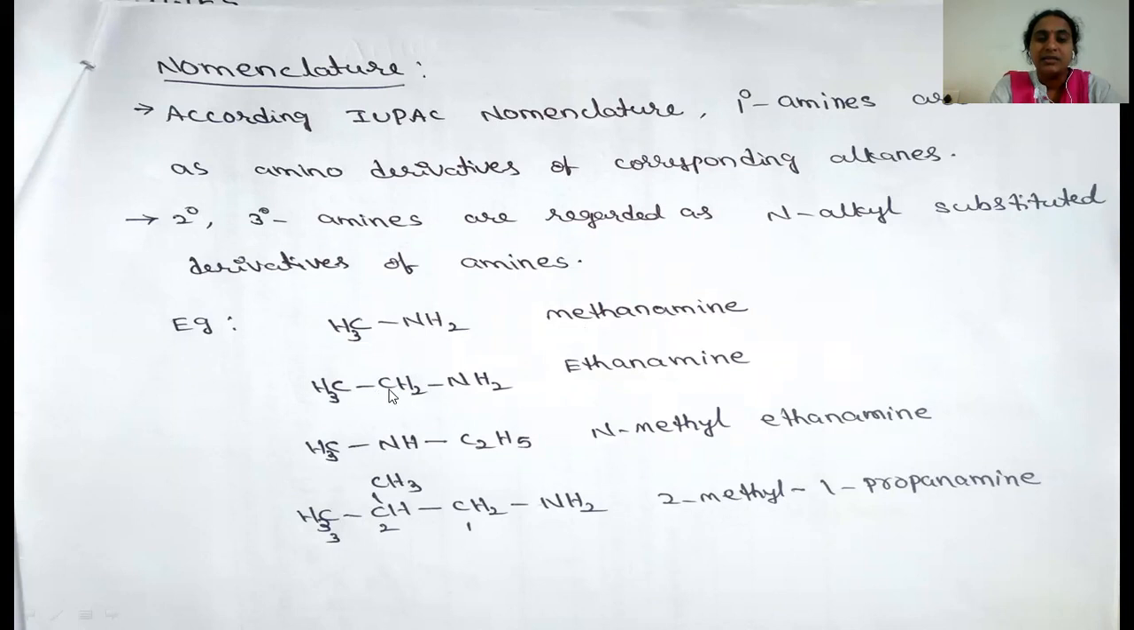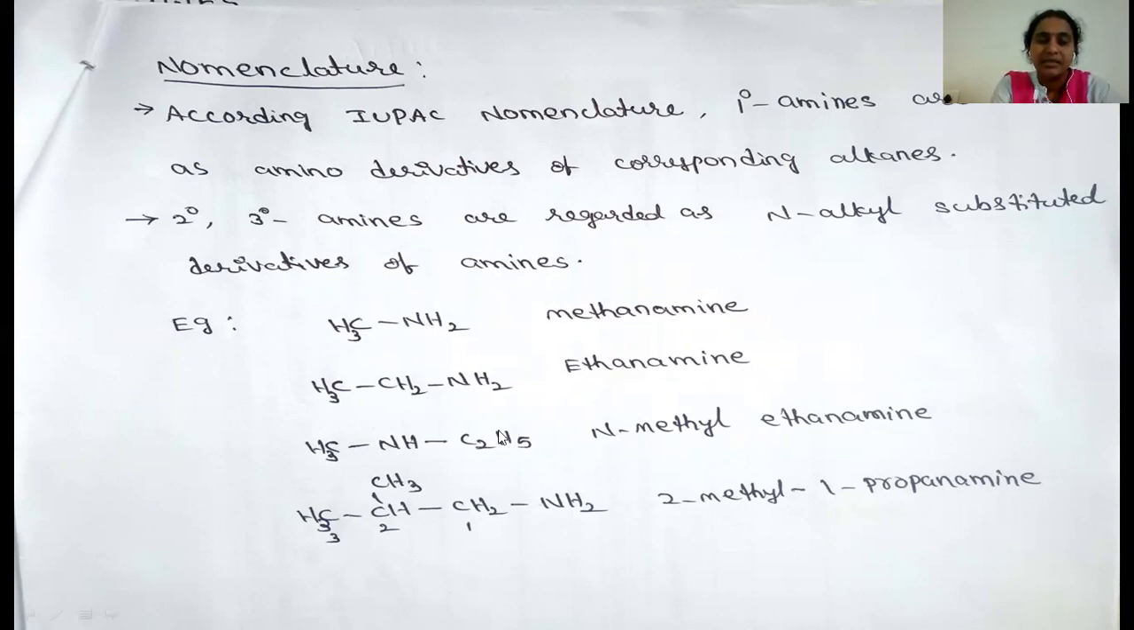Whereas this compound contains 2 carbons, hence according to IUPAC nomenclature, if any compound contains 2 carbons, then that compound is called eth or ethane. Now it contains the amine group, hence this one is called ethanamine. These two are primary amines. So hence we write them as amino derivatives of the corresponding alkanes.